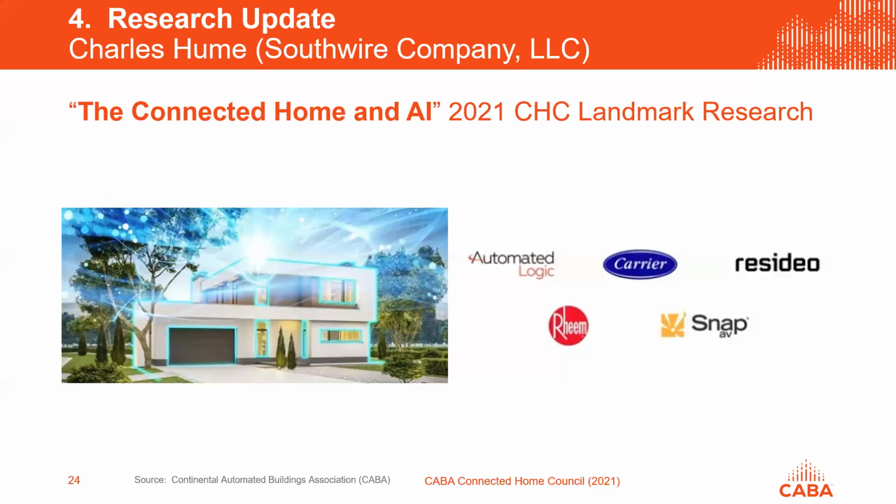If this topic interests you, consider being a funder. Only the funders receive the full research. Thank you very much to the funders that have already signed on: Automated Logic, Carrier, Residio, Ream, and Snap AV. If this sounds interesting to you, there are 3 levels of funding. We estimate $70,000 worth of research, but there are 3 levels you can have, for either $5,000, $10,000, or $15,000. At the lowest level, $5,000, you get the full research as well as the final webinar.